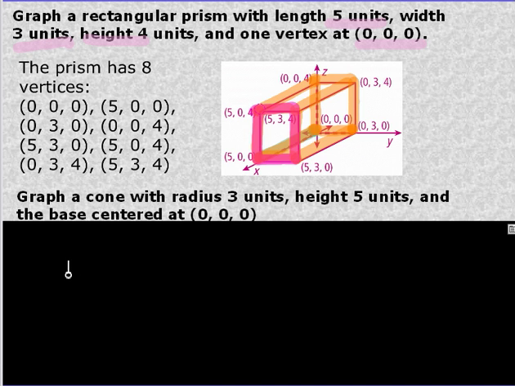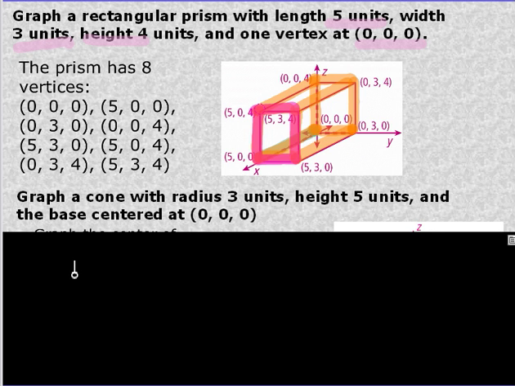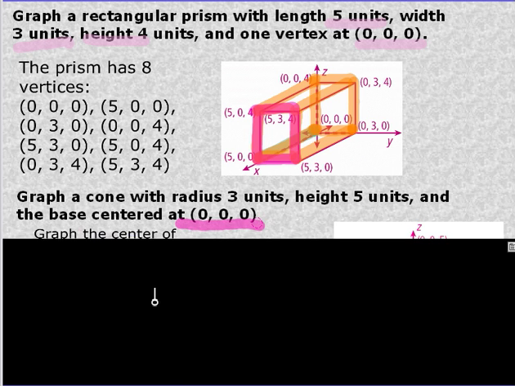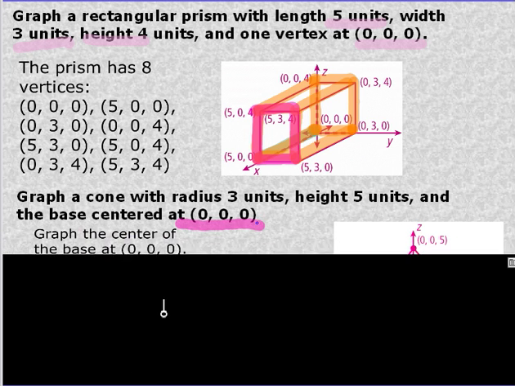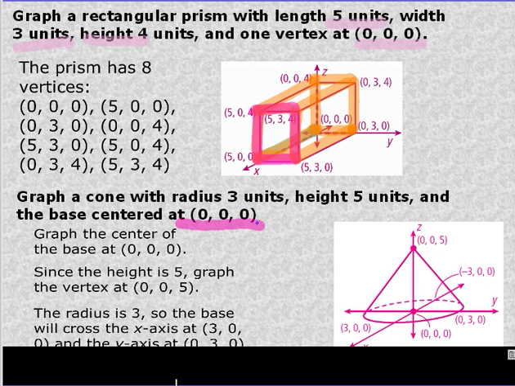Graph a cone with a radius of 3 units and a height of 5 units. And again, it's centered here, which is nice. So the radius is going to go out 3 units in all directions. So here's our origin. Go out 3, out 3, out 3. You have to go back 3. And back 3, right. And then you can kind of connect your circular base.